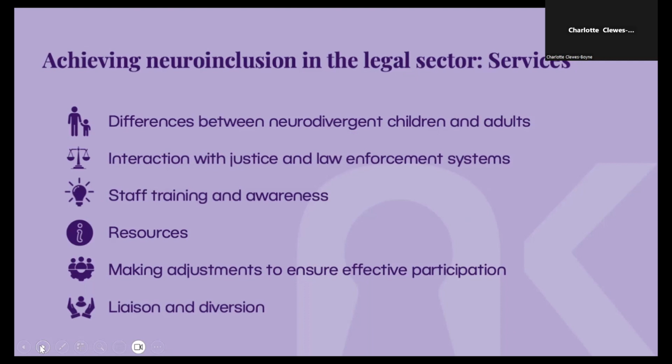In terms of resources, having toolkits with hints and tips and guidance readily available, and if those are supported by legal professionals working within the profession as well, that will add credibility and allow it to be a holistic approach. We need to make adjustments to accommodate and ensure effective participation of neurodivergent individuals in client conferences, court hearings, and trials. We need to potentially give more time, allow more breaks, consider sensory and environment modifications, and the use of intermediaries and appropriate adults as well. And finally, we need to look at liaison and diversion and how those can provide support and advice to legal professionals and neurodivergent service users.